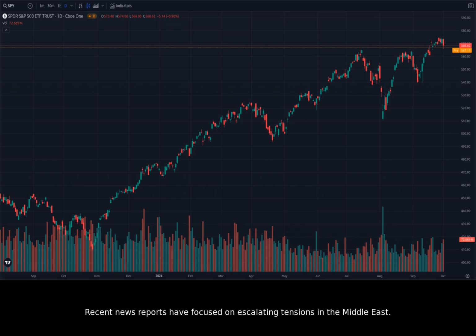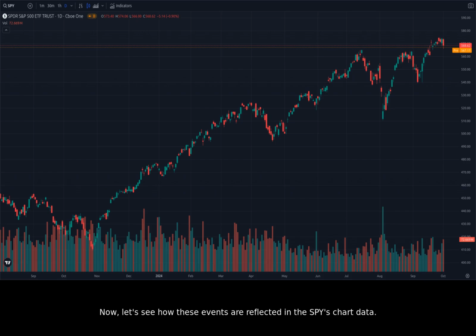Recent news reports have focused on escalating tensions in the Middle East. Iran has launched missile strikes on Israel, prompting international concern. This conflict has led to a spike in oil prices, as investors worry about potential disruptions to global energy supplies. Additionally, the U.S. and its allies are considering a response, adding further uncertainty to the situation. These events have triggered a wave of volatility in the stock market. The S&P 500 closed lower on October 1st, 2024, as investors reacted to the news.